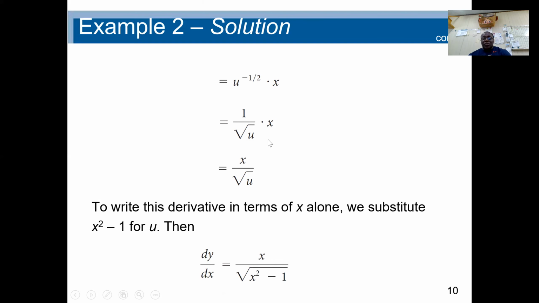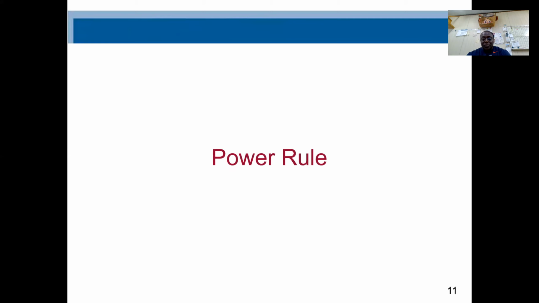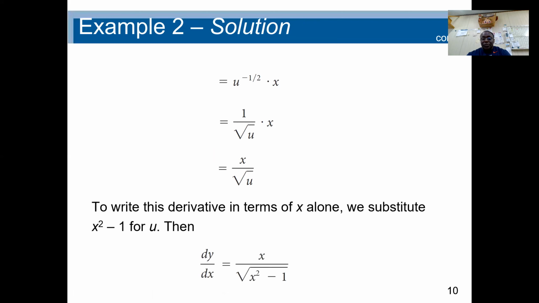Now next, to write this derivative in terms of x alone, we substitute x squared minus 1 for u. So this is another way of solving it. Instead of using u, we are going to use x. So we know x squared minus 1 for u, so you will get x over the square root of u, and u is what? x squared minus 1. So this will be our final solution.